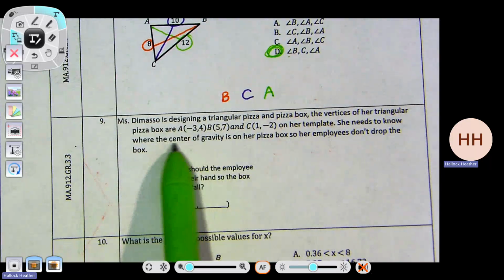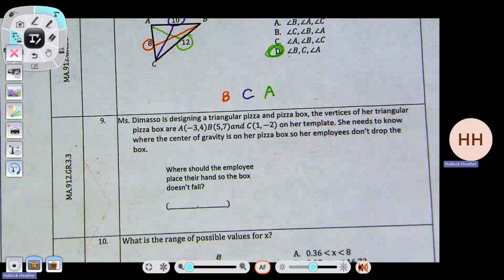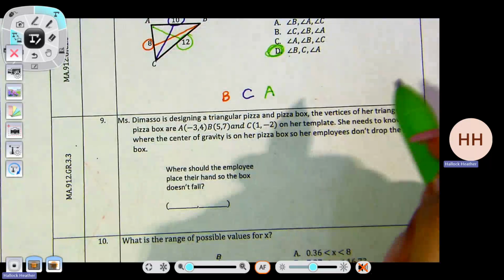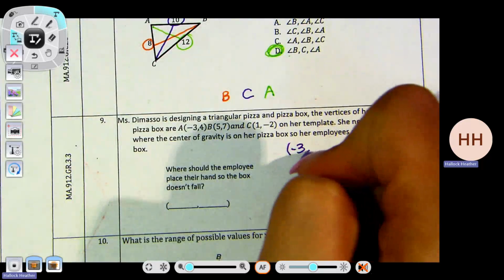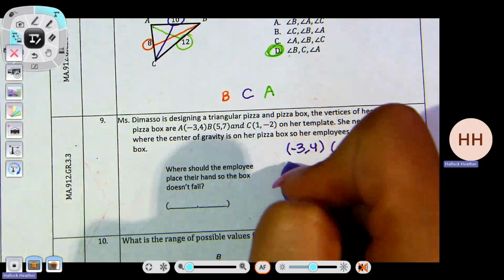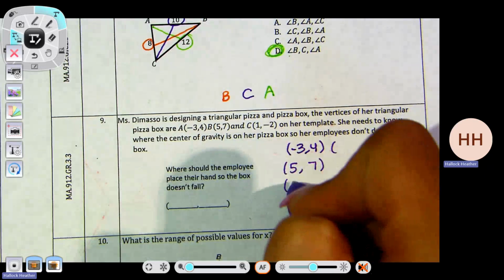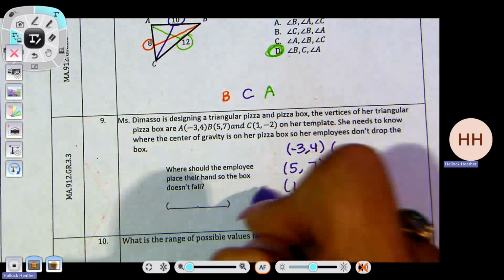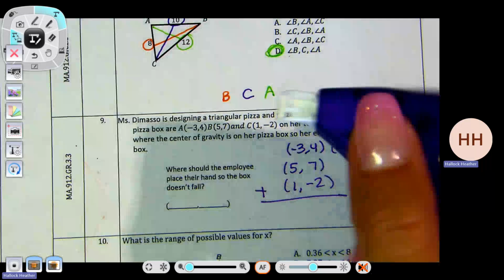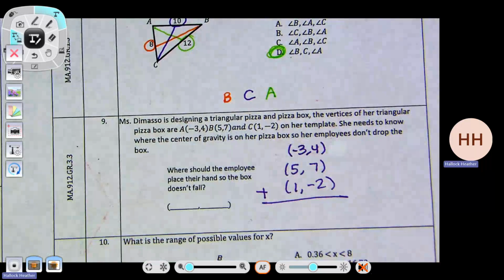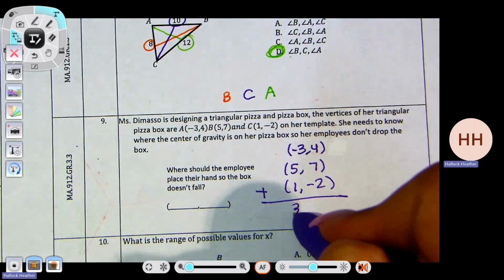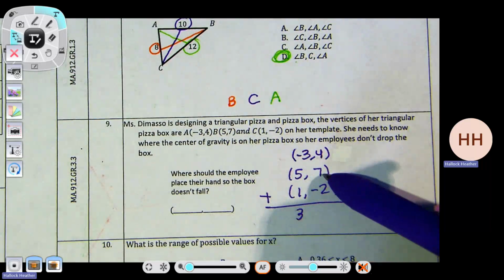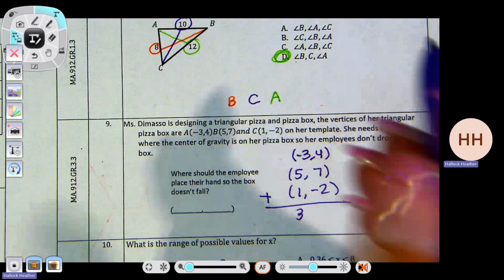So when we're trying to find the center of gravity or the center of balance, the balancing point of a triangle, that's finding the centroid. So we're going to take all of our coordinate points: (-3, 4), (5, 7), and (1, -2). And we're going to add up the x's and we're going to add up the y's. So if I add up my x's, I have -3 plus 5, which is 2, plus 1 is 3. 4 plus 7 is 11. Minus 2, which is 9.